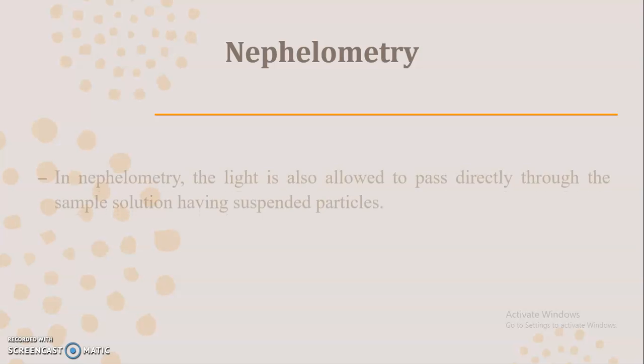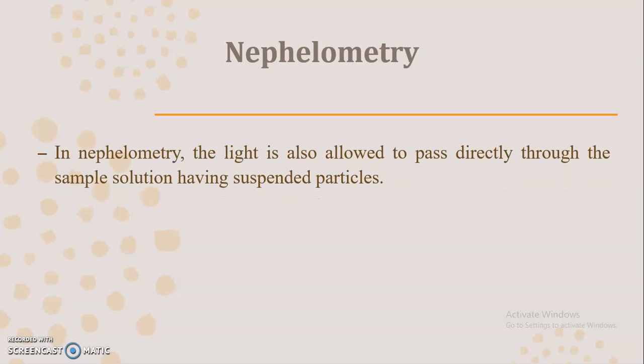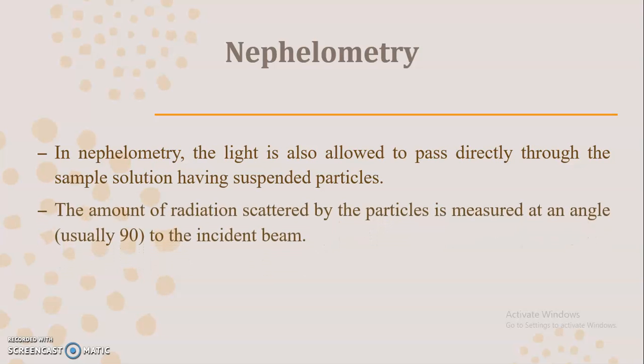If the concentration of those suspended particles is more, then this turbidimetry is used. Then what is the meaning of nephelometry? In nephelometry, the light is allowed to pass directly through the sample solution which has the suspended particles. The amount of radiation scattered by particles is measured at an angle of 90 degrees to the incident beam. So this is the major difference between nephelometry and turbidimetry. In nephelometry, we measure the radiation at 90 degrees to the incident beam. The detector is placed at 90 degrees.